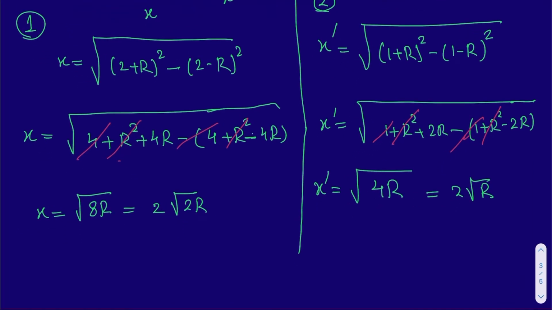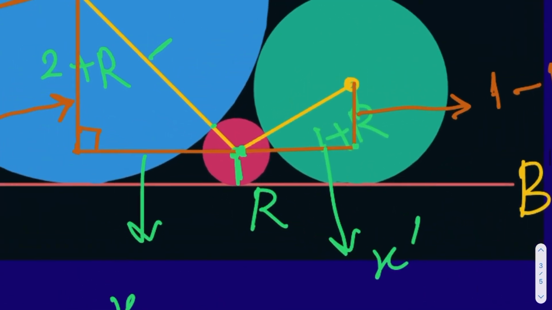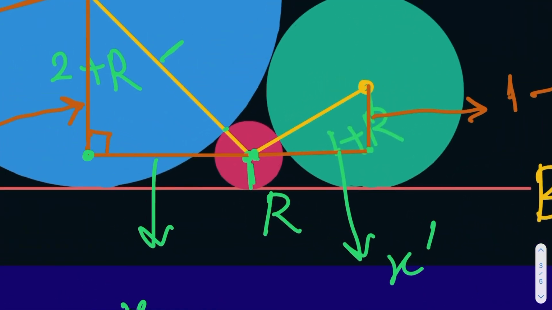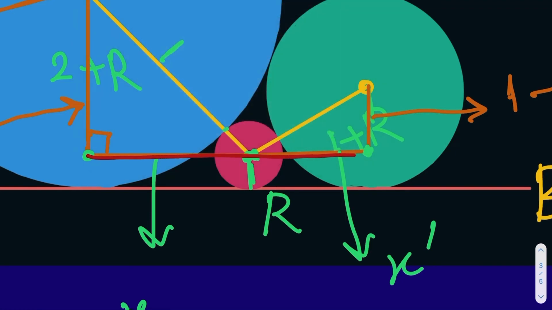Now what I will do is, if I add x plus x prime, I can find the length of this line segment, which I'm coloring now with a red color, from here to here.